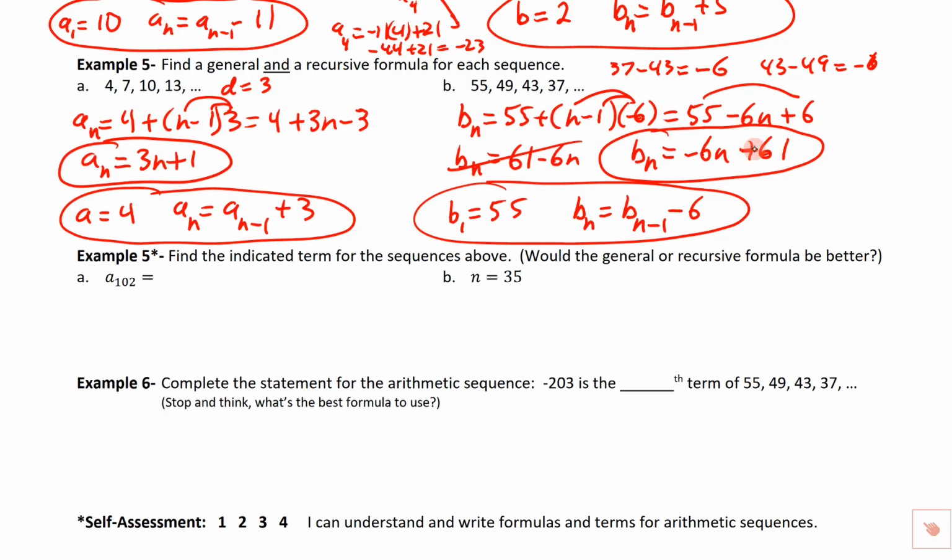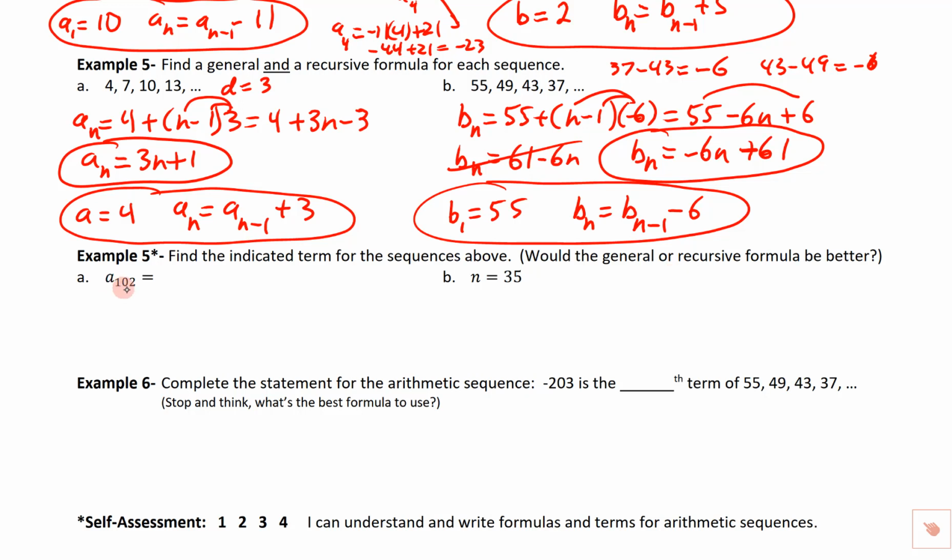So let's go ahead and fix that right now. The rest of this is good, and let's take a look at example 5 star. Based on these sequences up above, it says find the indicated term for the sequences up above. Which would be better, a general formula or a recursive formula?